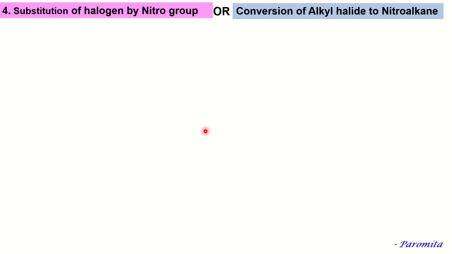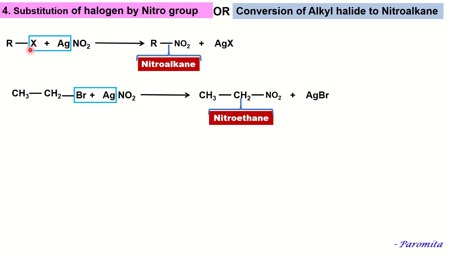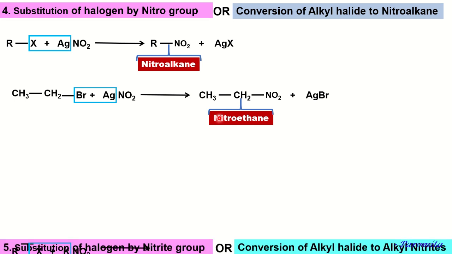Our next reaction is substitution of halogen by nitro group, or conversion of alkyl halide to nitroalkane. Alkyl halide, when heated with ethanolic solution of silver nitrite, reacts to form RNO2, that is nitroalkane, plus silver halide. This is CH3CH2Br, that is ethyl bromide. This ethyl bromide reacts with silver nitrite to yield nitroethane plus silver bromide.